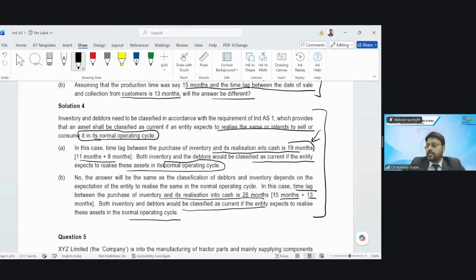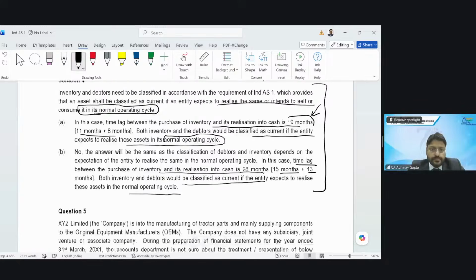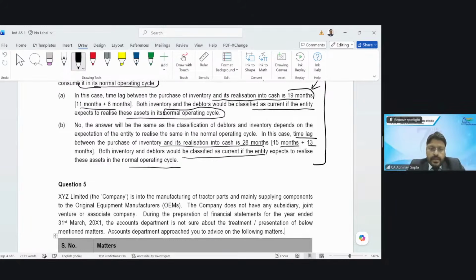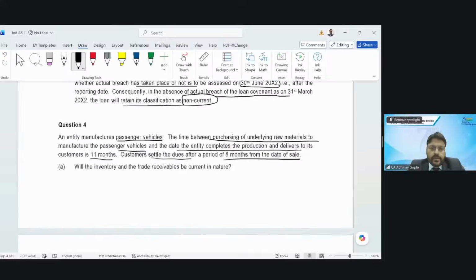You must have observed that in the case of sugar companies or the sugar industry, the operating cycle is quite different, because of the nature of the sugarcane crop. Any questions, any doubts, any queries?